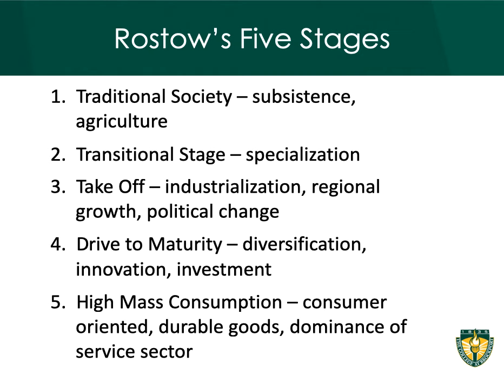Probably the most well known version of modernization theory is Walt Rostow's five stages of economic growth. In 1971, Rostow suggested an evolutionary process in which a society would progress up five stages of a development ladder. In stage one, society is marked by subsistence and agriculture. In stage two, there's a focus on specialization.